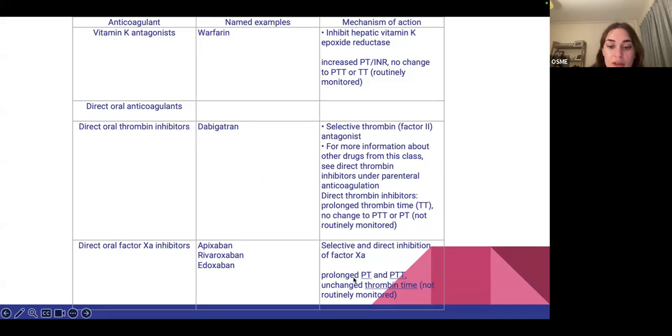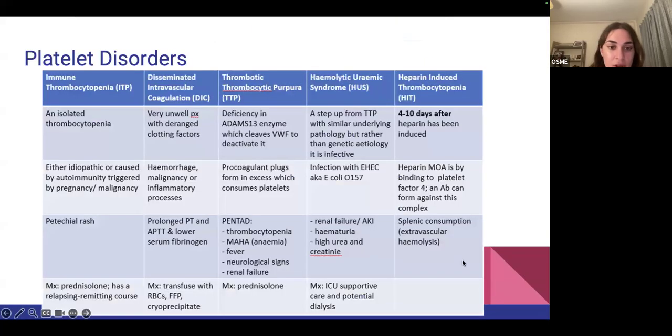And the thing to remember is that they prolong both prothrombin time and PTT. So platelet disorders. I'm going to very quickly rattle through this.